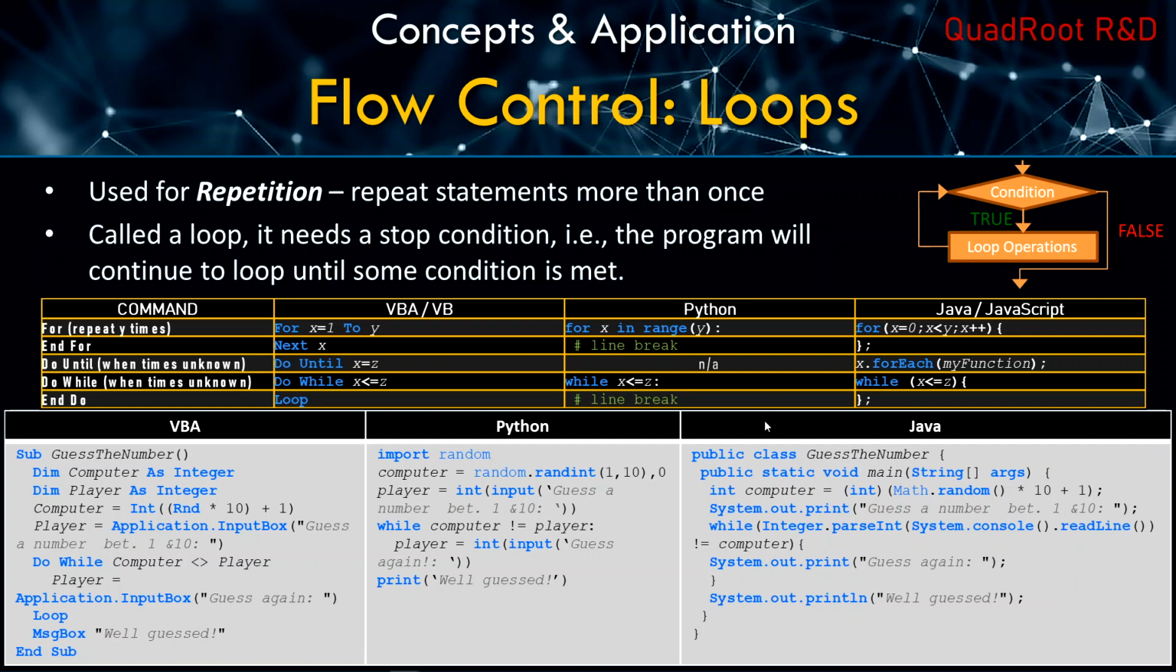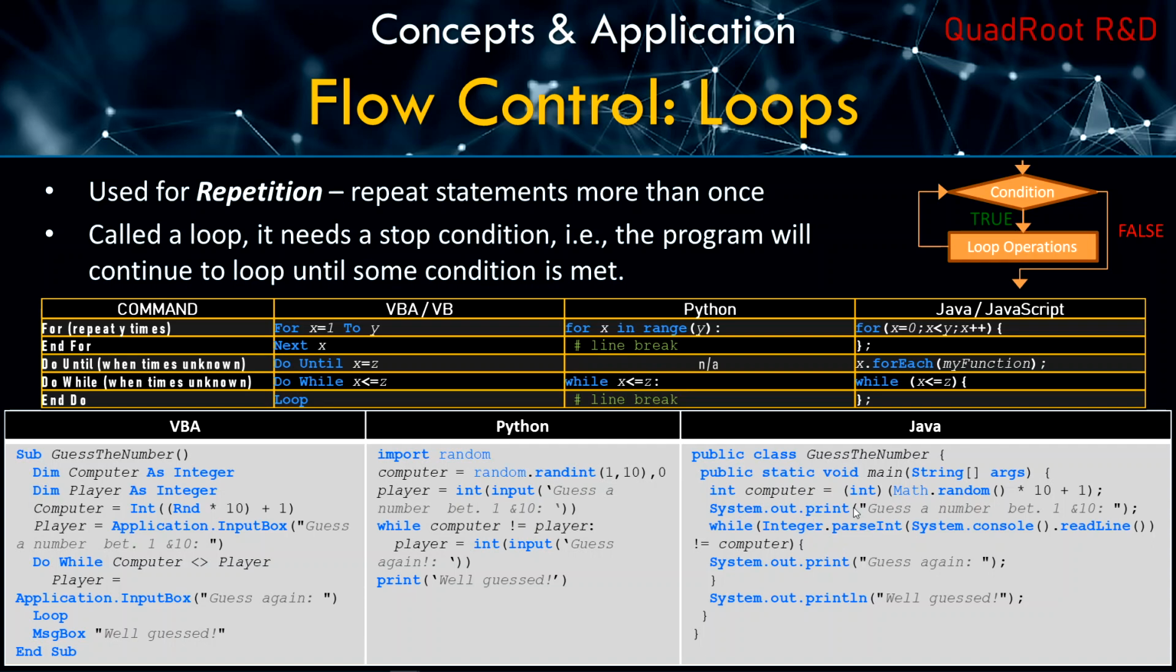Now in Java, we start the public class, guess the number, and everything between the parentheses. And then we have our first main method, as in the previous class. And then within this method, we initialize computer as an integer, and we use the math.random function. And we'll discuss this in more detail in the next video when we discuss functions. So we want a random number between 1 and 10. This is how we do it.